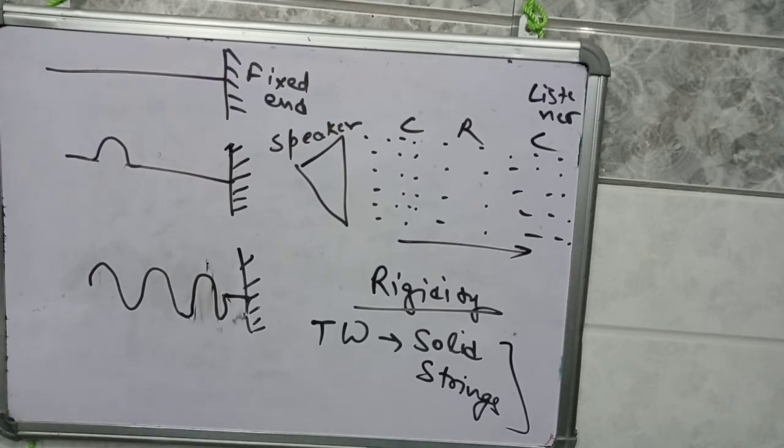Next is what type of media through which longitudinal waves can propagate. Longitudinal waves form compression and rarefaction, right? So they involve a change in volume and a change in density of the medium. Density and volume can easily be changed in fluids, so longitudinal waves can propagate in fluids.